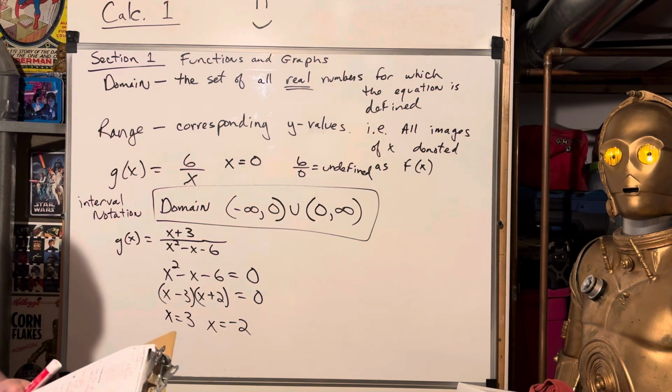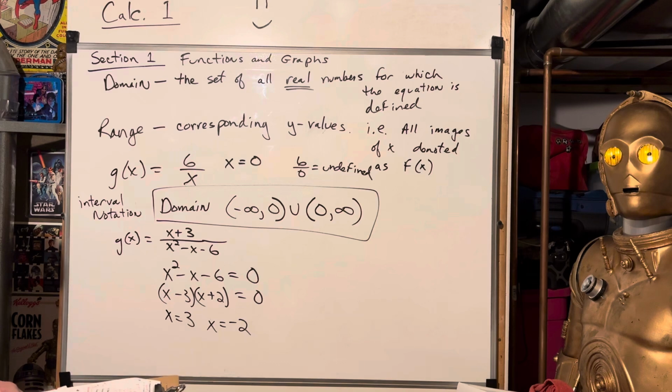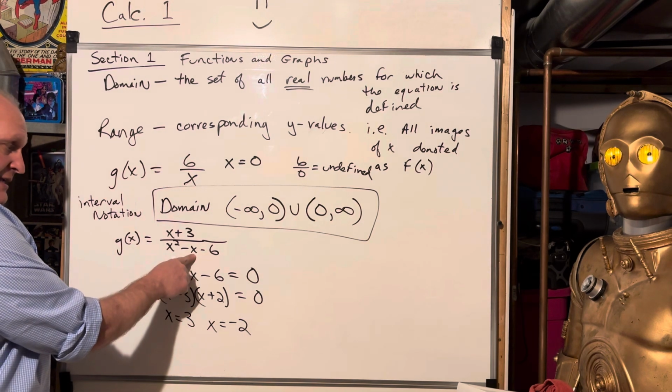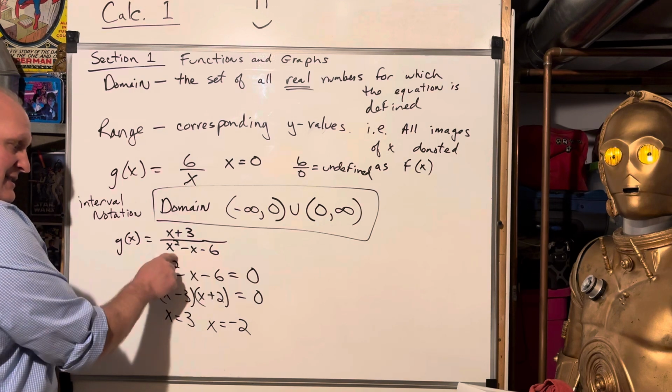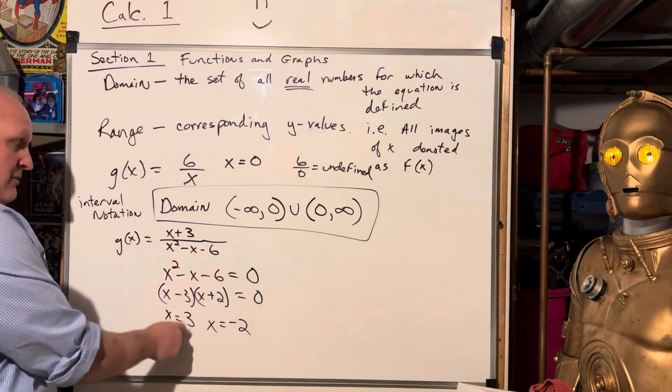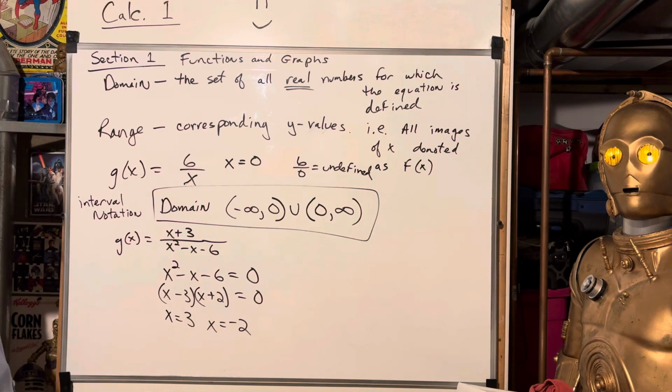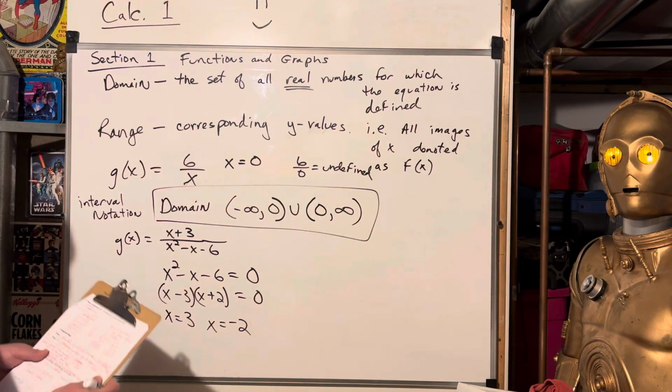Those are the two values that are not allowed, because if I put in a 3, 3 squared is 9, minus 3, minus 6, that's 9 minus 9, that's 0. And now I'm dividing by 0. I cannot do that. Same with negative 2. That shakes out to be 0 if I put in a negative 2 there.